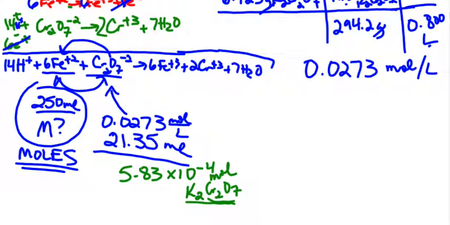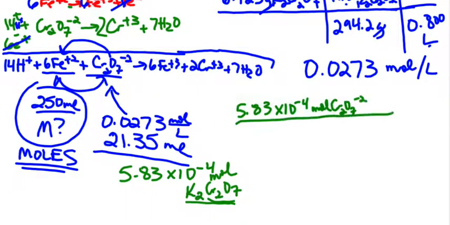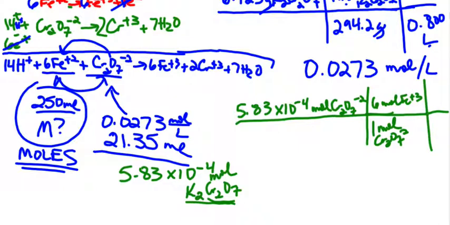So we're going to start now our little stoichiometry. 5.83 times 10 to the -4 moles, and we are okay just to write dichromate because that's what's in the balanced equation. And then how do I get from mole bridge? What's on the top? 6 moles of Fe plus 3, and on the bottom, 1 mole of dichromate. All right, that's moles. Do you want to do the little molarity trick?